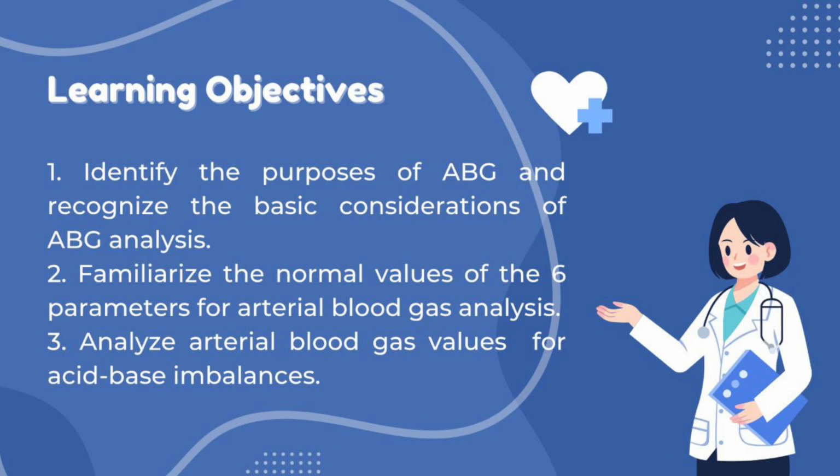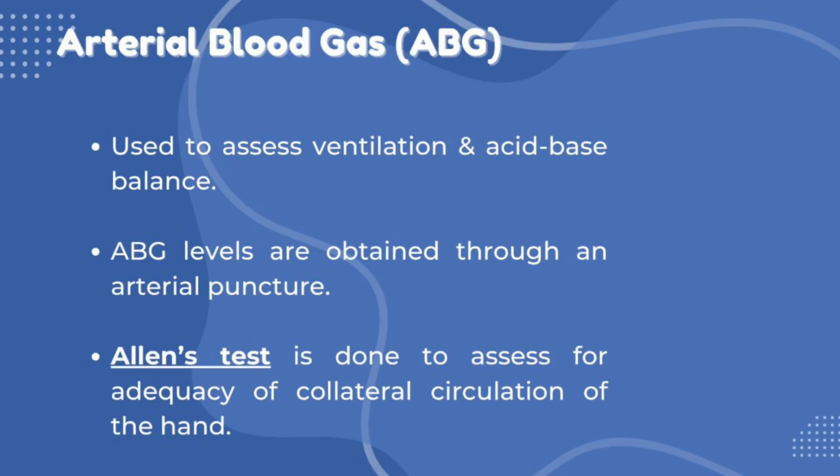By the end of this lesson, you shall be able to, first, understand why ABG is done, to know the normal values we expect to see, and last, how to read ABG results and identify acid-base imbalance. What is ABG? ABG measures how well the lungs are moving oxygen into the blood and removing carbon dioxide. It also shows if the blood is too acidic or too basic.